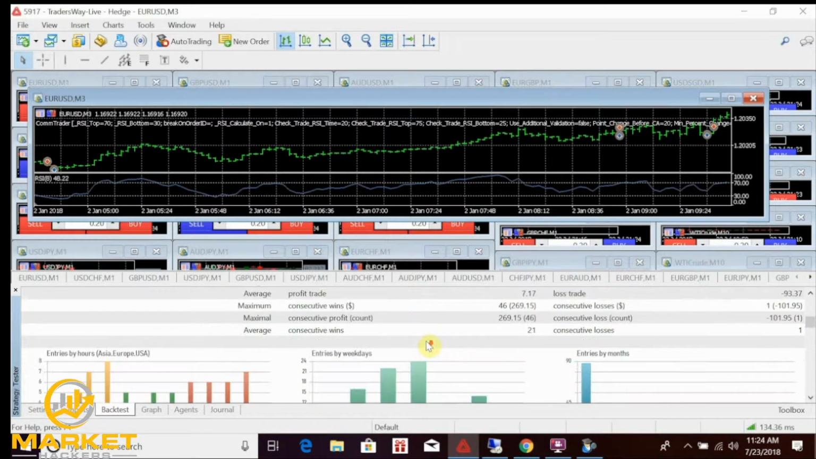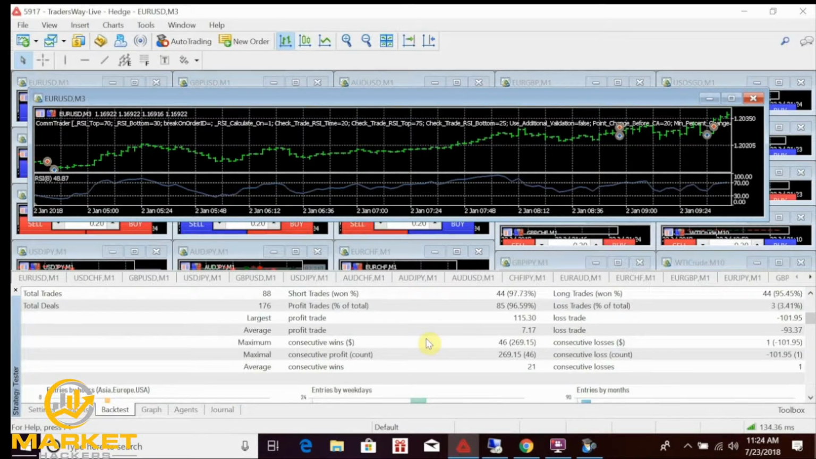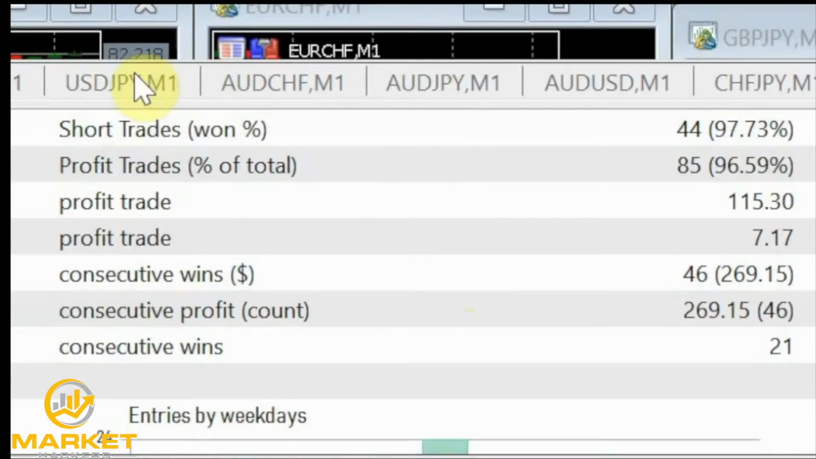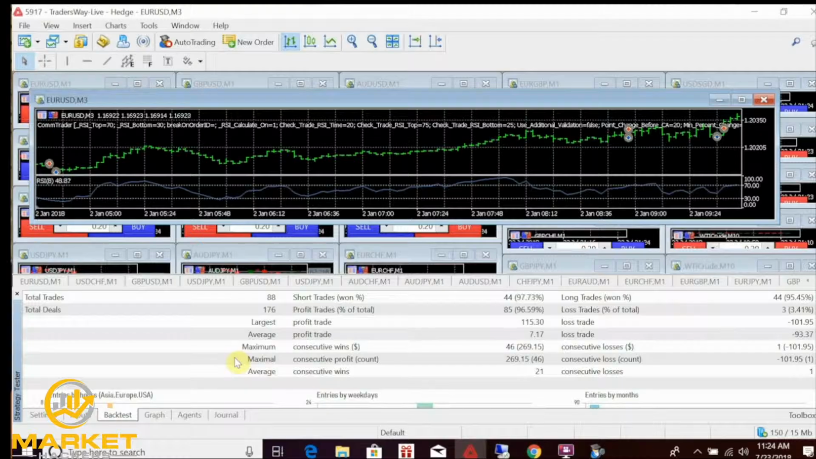As it's going, to give you an idea, the short trades won, which means the sell trades, it won 97.73% of all the sell trades. Wow. And the buy trades won 95.45%, losing only 3.4% of the trades. But forgetting the high winning percentage, that's not what's impressive about this.